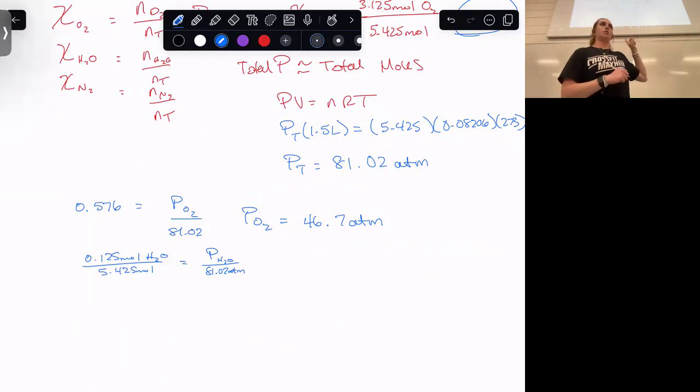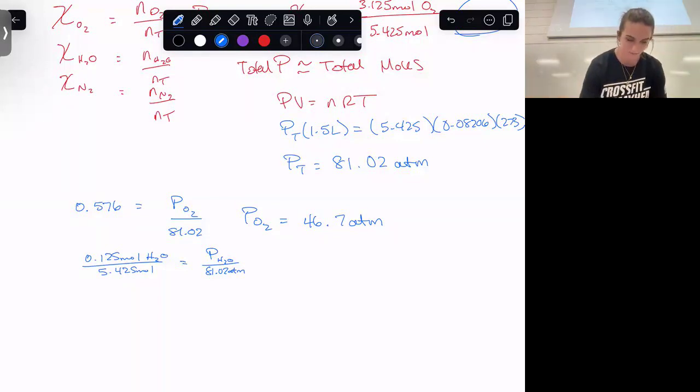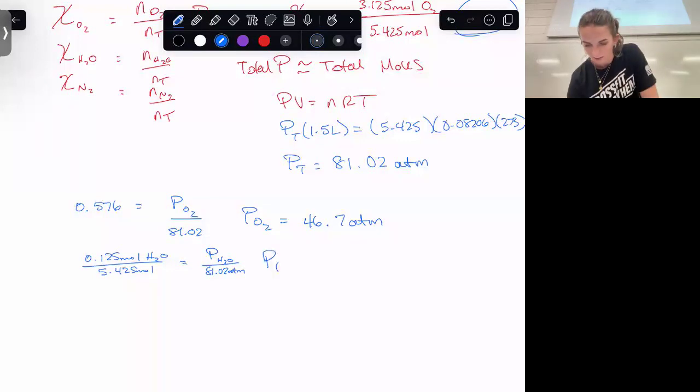Does that make sense how we set that up, right? We're not finding that in between step anymore. We can just directly solve for the pressure of water because we already have total pressure. So I got pressure of water is 1.87.